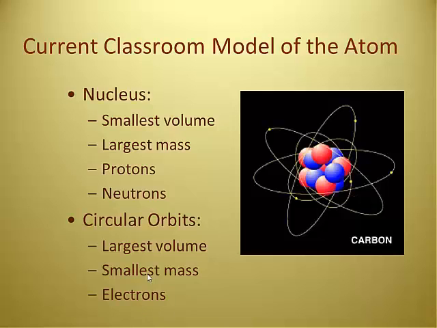That center thing, isn't it more like a cherry pit kind of a deal? Yeah, this is kind of like a cherry pit. It's really small. And then the circular orbits going around on the outside, that's where the largest volume of the atom is taken up. It's space; there's nothing there. The electrons are there, and they have the smallest mass.